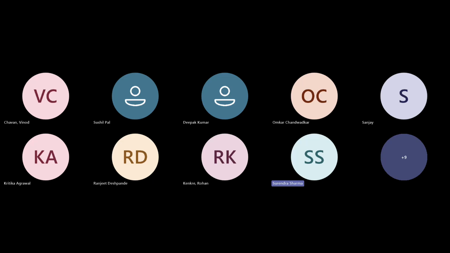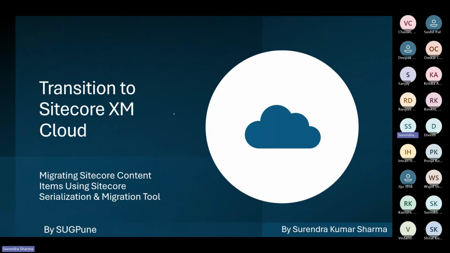XM Cloud is very much in demand in the market, and clients are now moving from on-premises Sitecore to the cloud environment. So we'll see what the different areas are where you have to work if your client has a requirement to move your current solutions, which are running on-prem or maybe on PaaS, to the SaaS side. What are the different areas you have to look at, and from the content side, how can you move it very easily? That's what we are going to cover today.